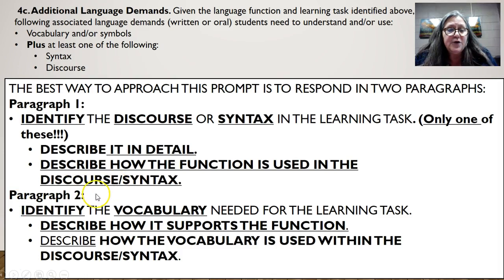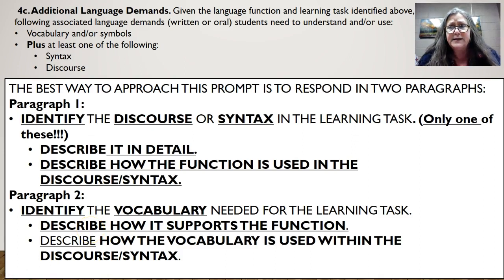Then in your second paragraph, you're going to identify the vocabulary needed for the learning task. You're going to describe how it supports the function and describe how the vocabulary is used within the discourse and syntax. So you don't just write down every single vocabulary word used in the lesson. You identify the vocabulary that is necessary for them to complete this task, to complete the function. What kind of words do they need in order to compare and contrast or analyze? What are some words that they need in their discourse, in their syntax? That's the kind of vocabulary.